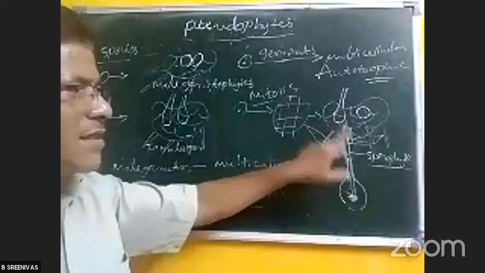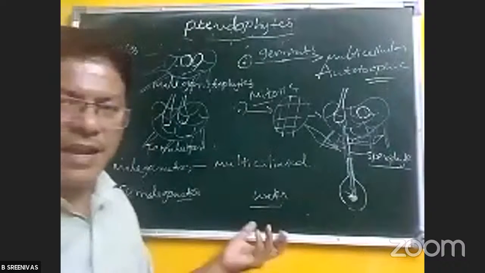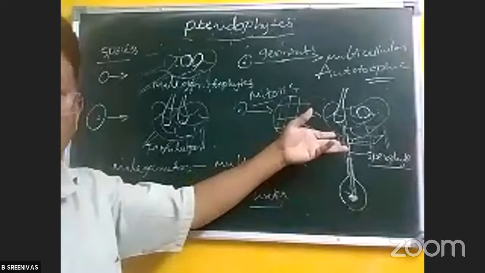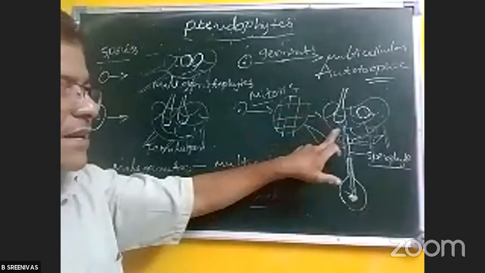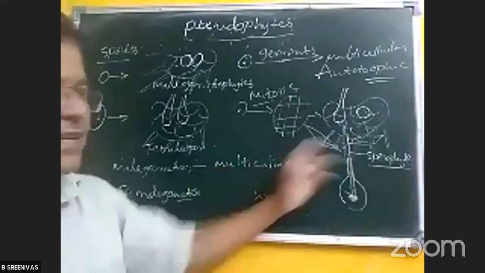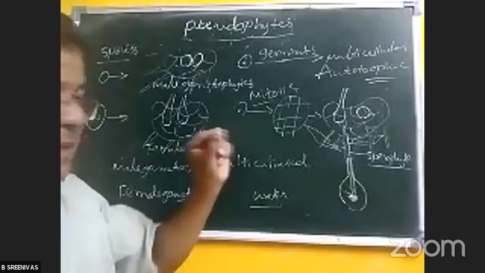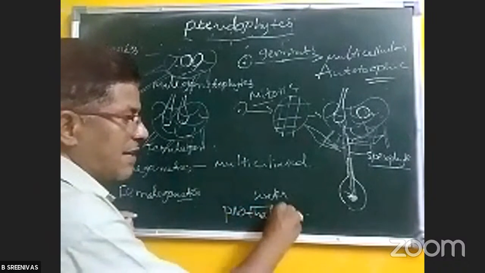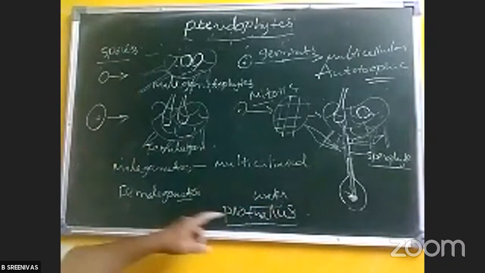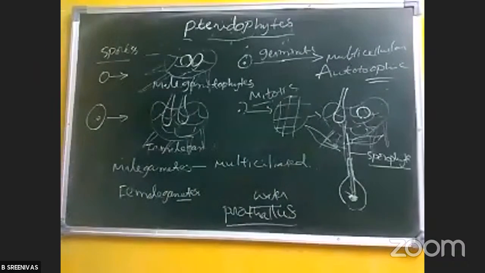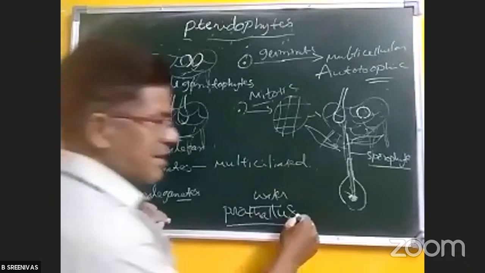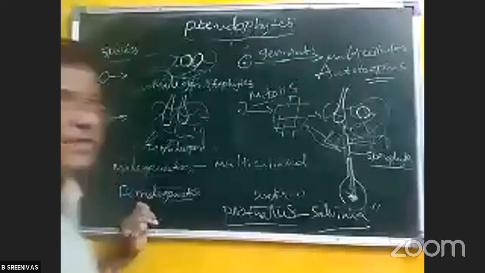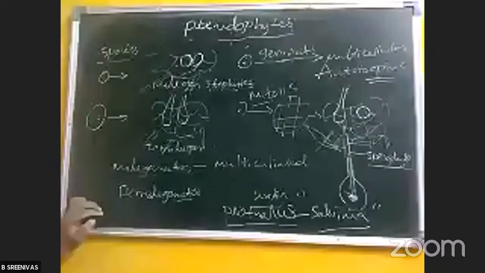Now again, this sporophyte bears leaves and the leaves have sporangia. Sporangia produce spores, and spore mother cells undergo meiotic division and produce the spores. Spores germinate and the gametophyte is developed. The important point here is that the gametophyte is also called prothallus. The prothallus structure is absent in Salvinia.